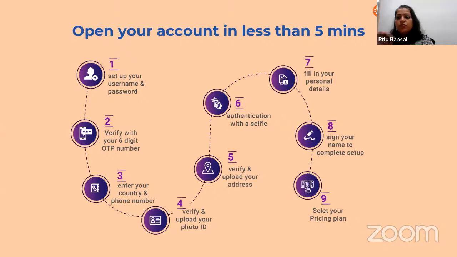There are a few questions about your personal details, like your name, your address, everything. You just sign to complete that, select a pricing plan, and finished. It's done. It's as simple as that. It's a 5-minute journey to complete your entire account opening process, and it is digital. It is as simple as that.